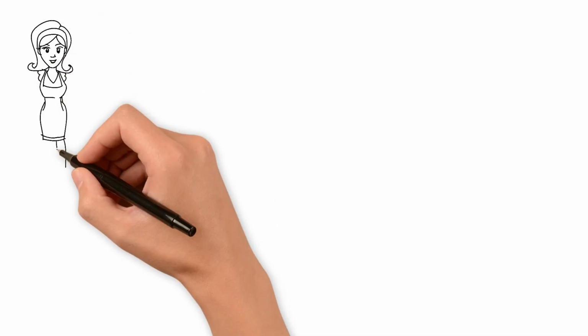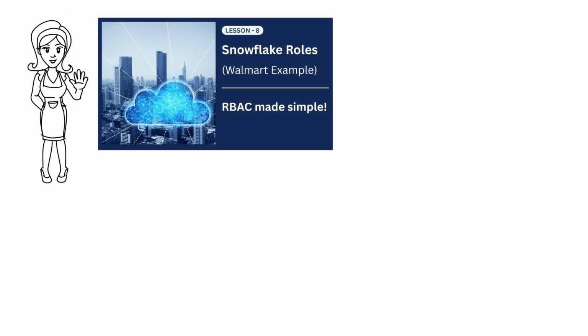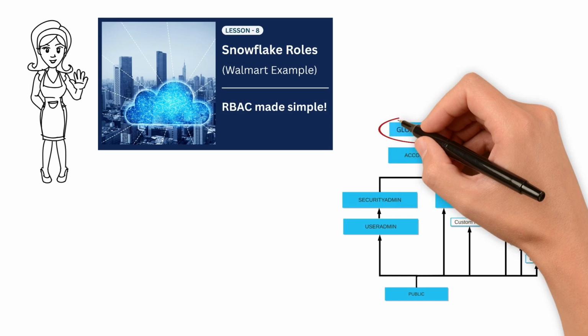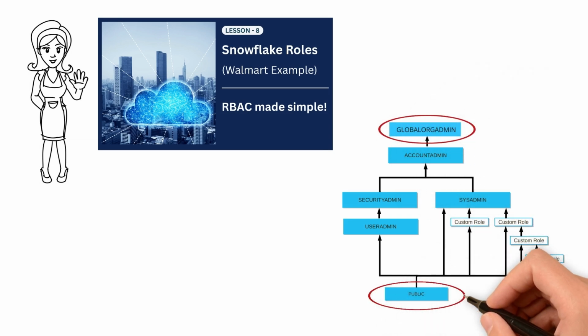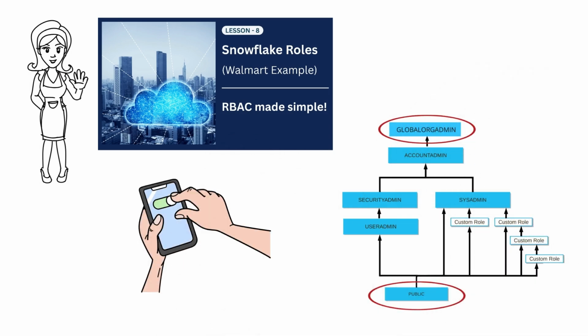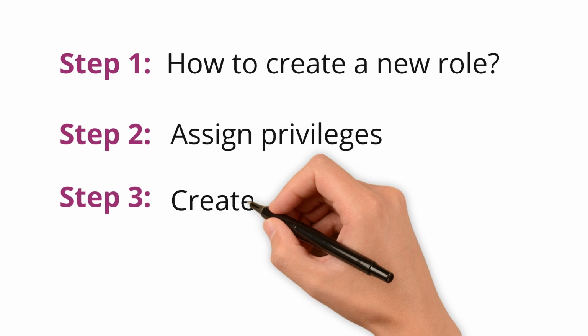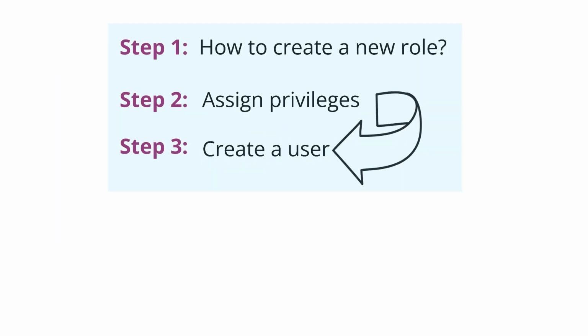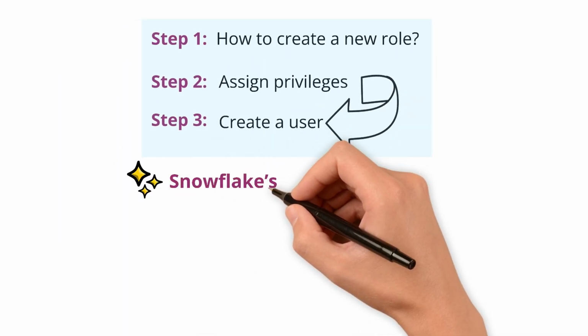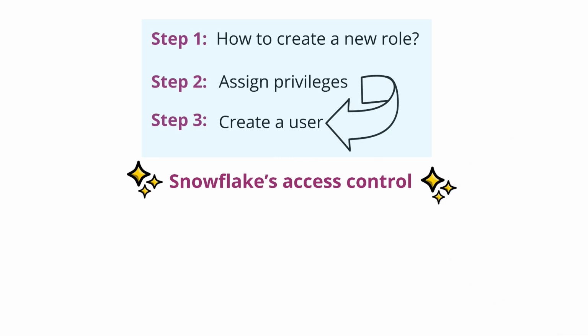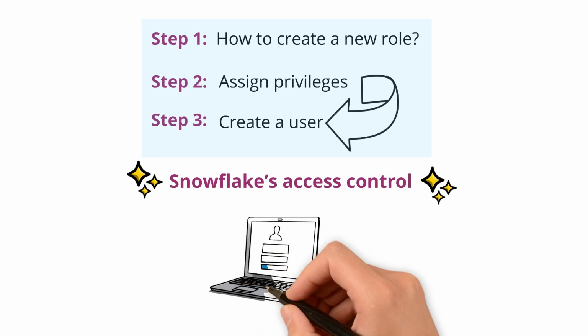Hey everyone, we have explored Snowflake roles conceptually from global org admin to public. Today we are going hands-on. I'll show you the step-by-step process on how to create a new role, assign privileges, create a user, and link the two. By the end, you'll see how Snowflake's access control works in action. Let's first log into Snowflake.